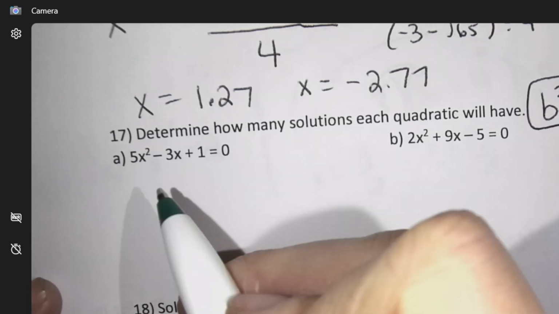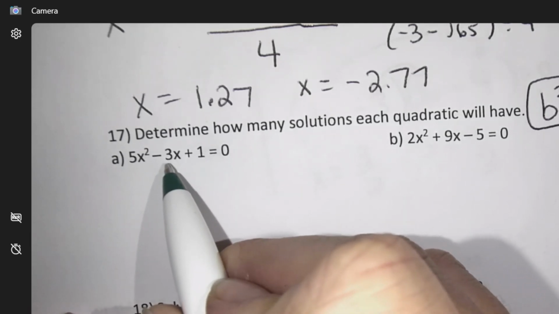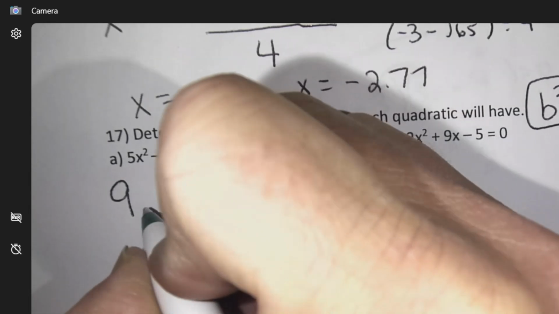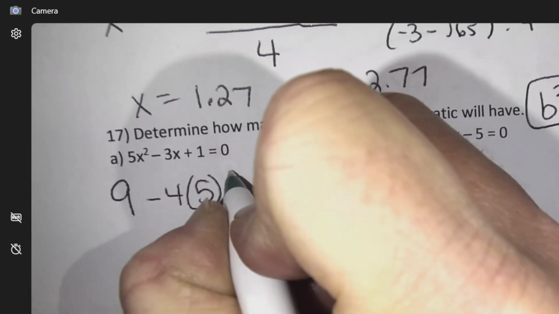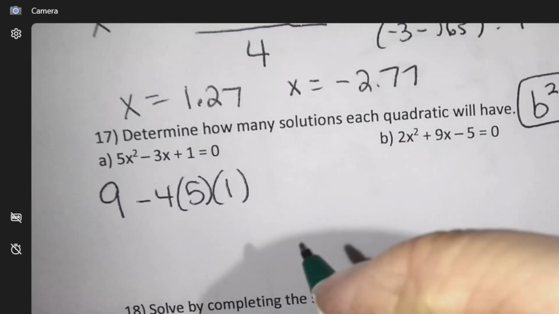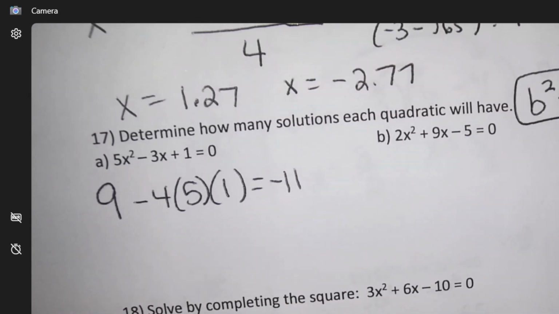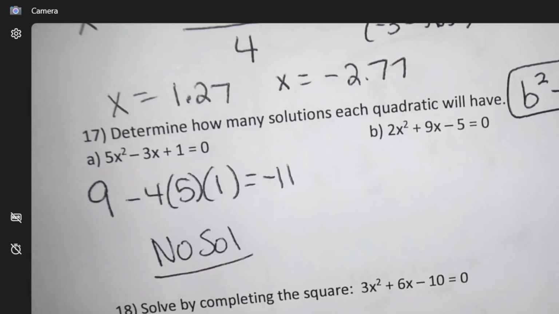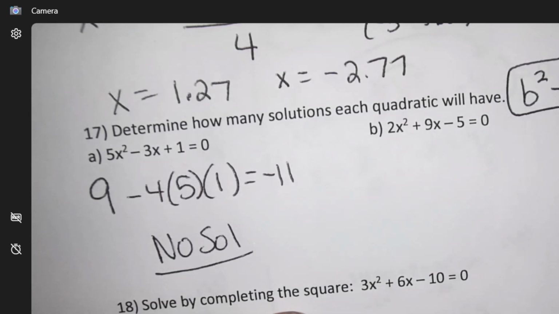Okay, so here we go. B squared. What happens if I square negative 3? Positive 9. Minus 4 times 5 times 1. Negative 11. So what do I know? What happens if I go to square root negative 11? Can't square root, so there will be no answers to this.